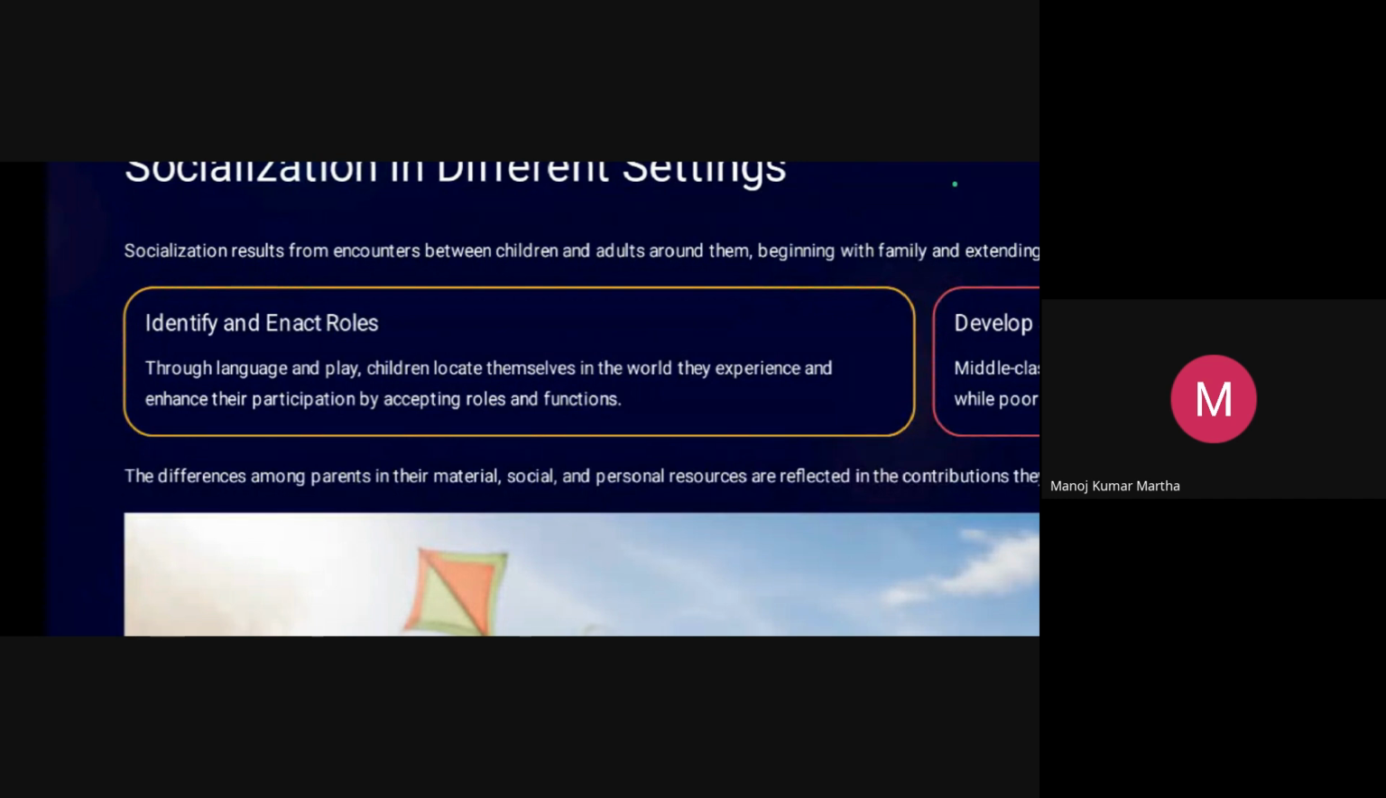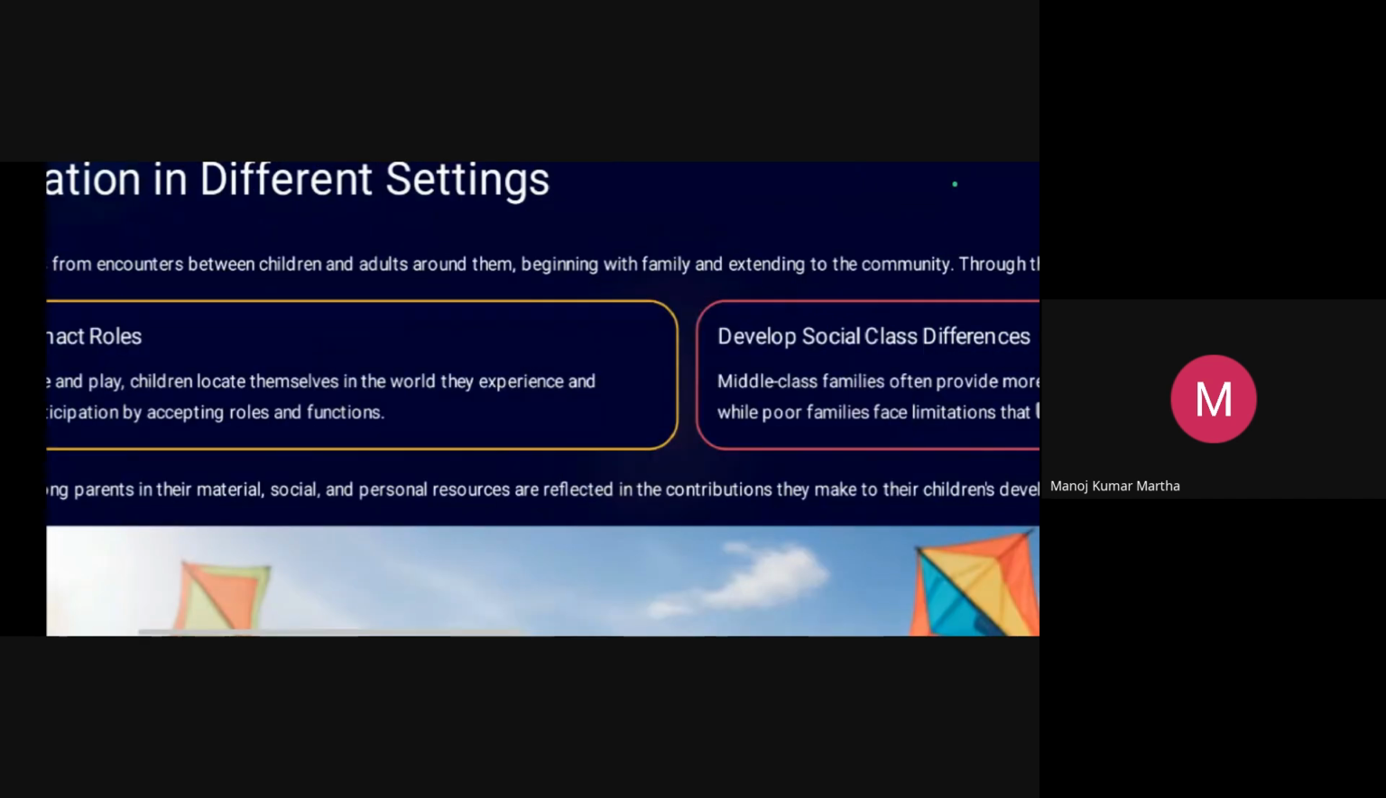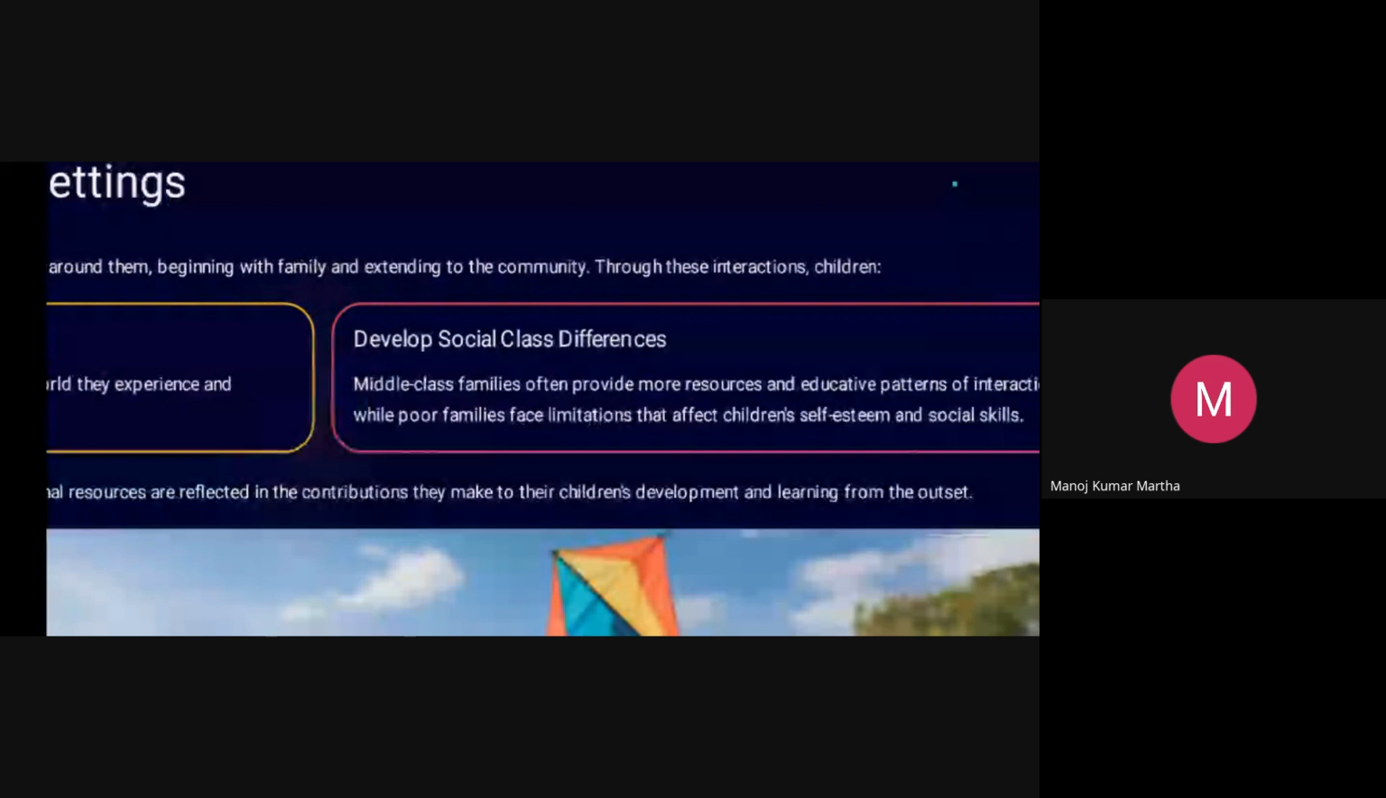Okay, they became socialized, they became responsible members of the society. Then how, through the socialization process, they develop different social classes.